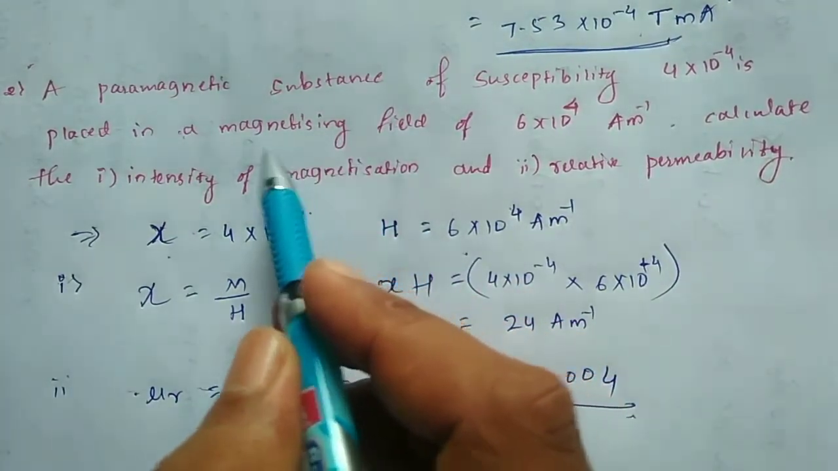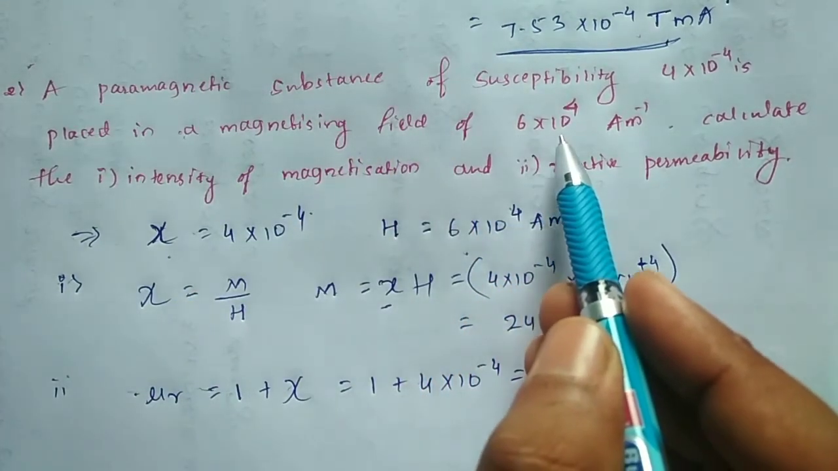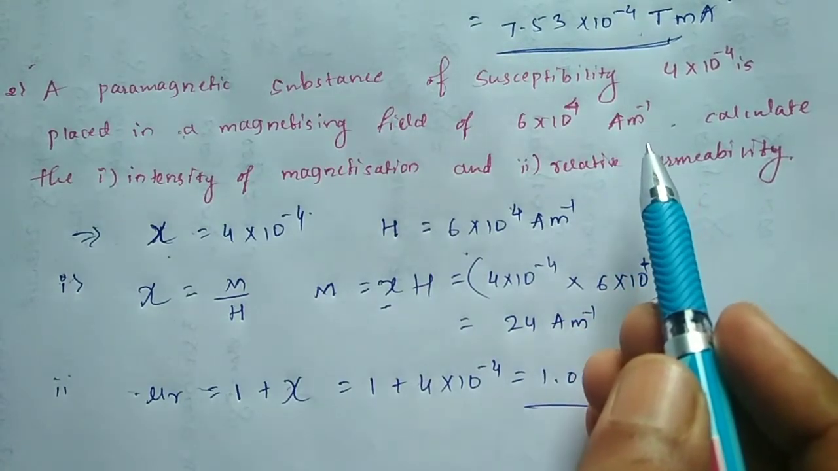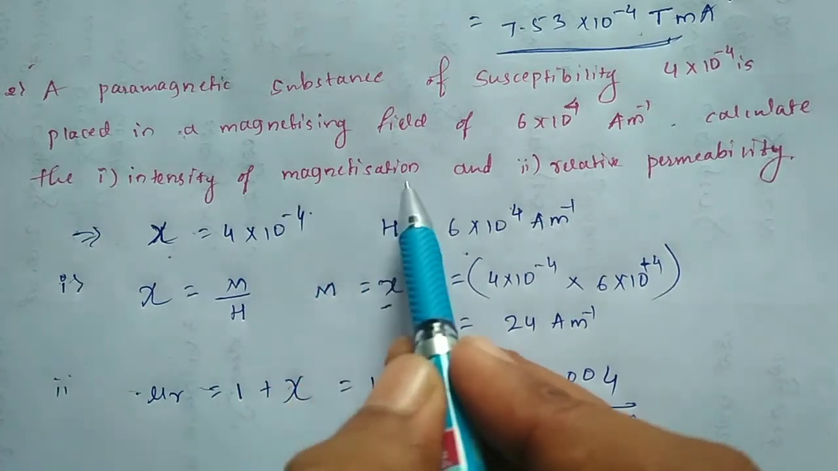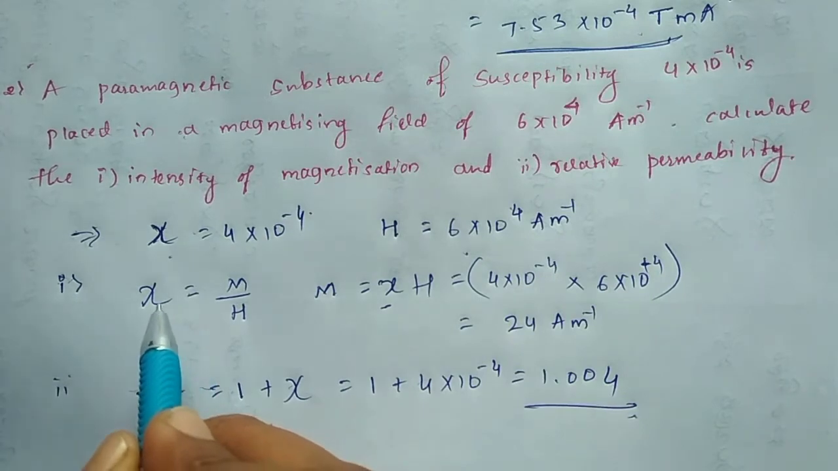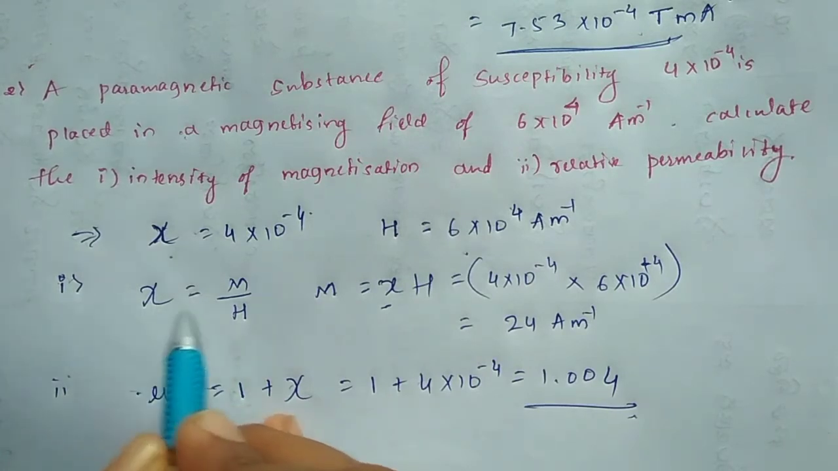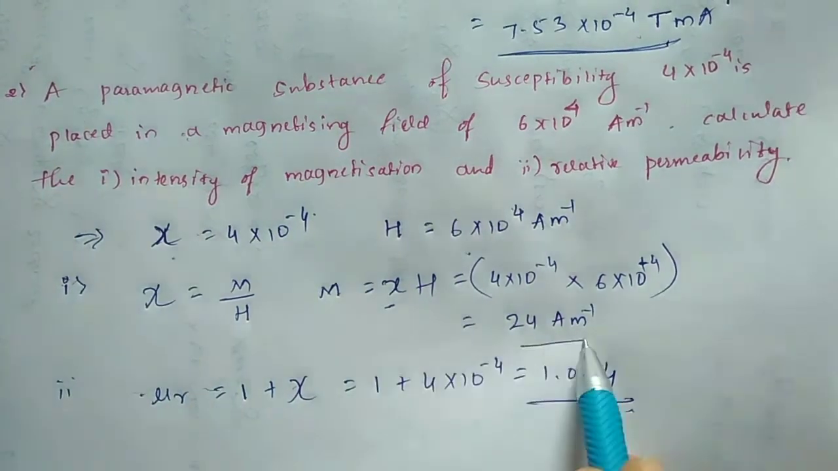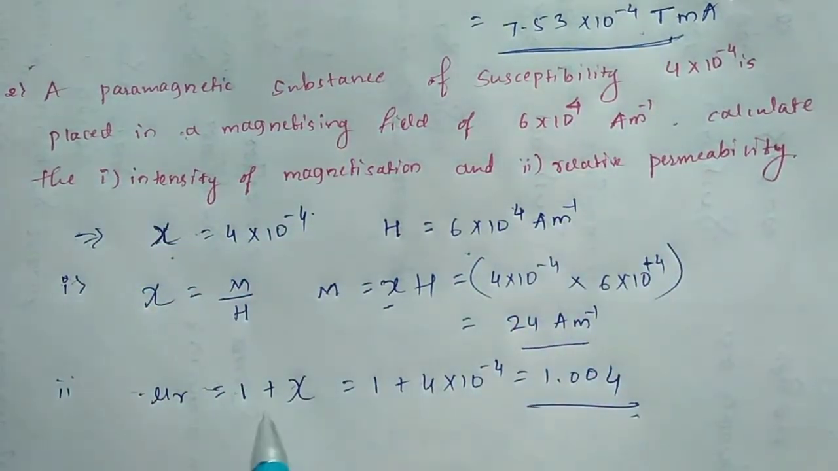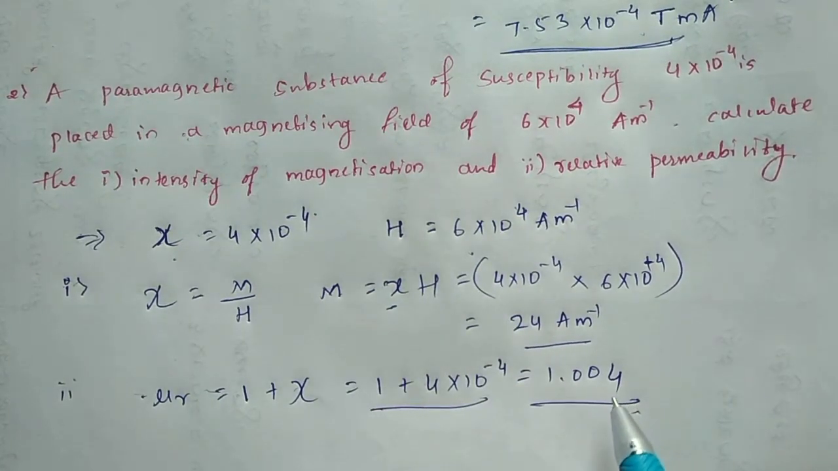So here they gave the magnetic field in which it is placed, which is the magnetic intensity, 6 into 10 to the power 4 ampere per meter. And they ask for the intensity of magnetization and relative permeability. We know the susceptibility X equals M by H, so M equals XH. Multiply and you will get the intensity of magnetization. Relative permeability mu r equals 1 plus X, and you get the value 1.0004.